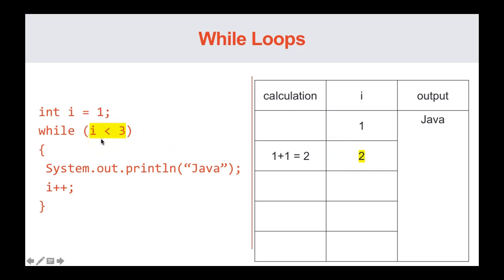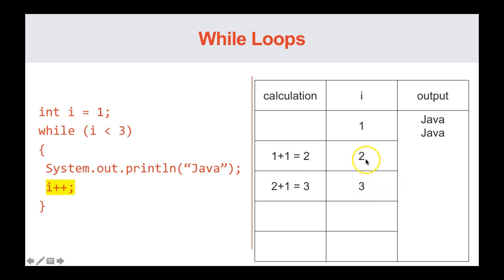Again, we don't know how long we're going to go through this. So we're basing it totally upon the condition. So is 2 less than 3? Yes, it definitely is. So we're going to drop down to our print line statement. So the word Java prints as the output. And we're going to pop down and we're going to increment I now.